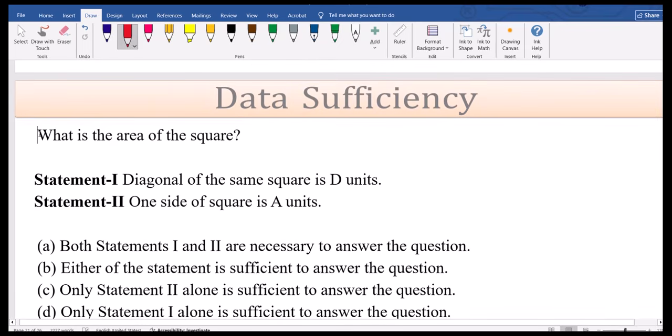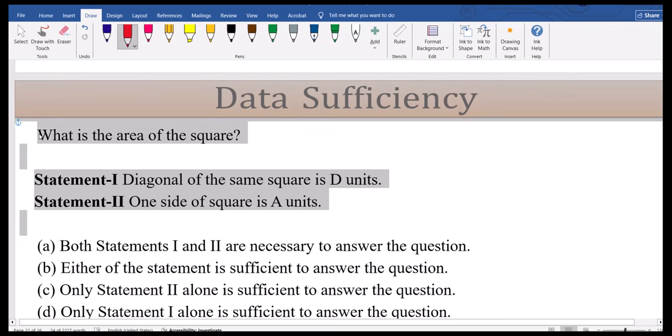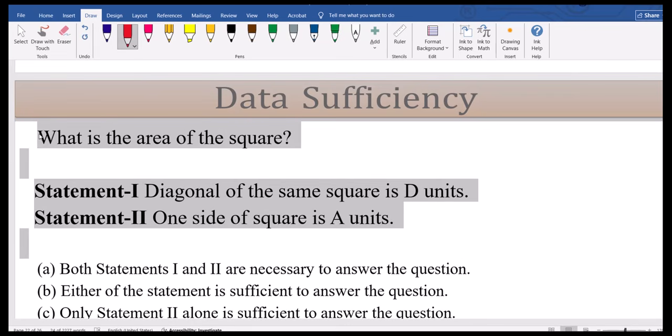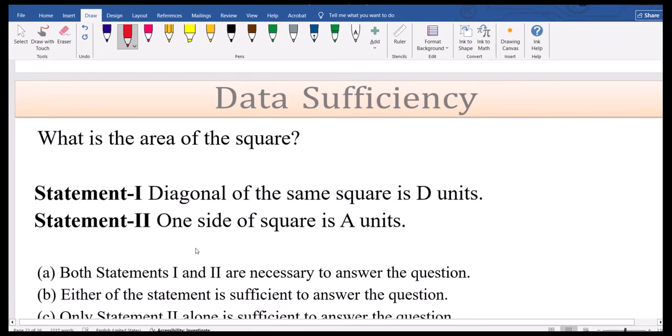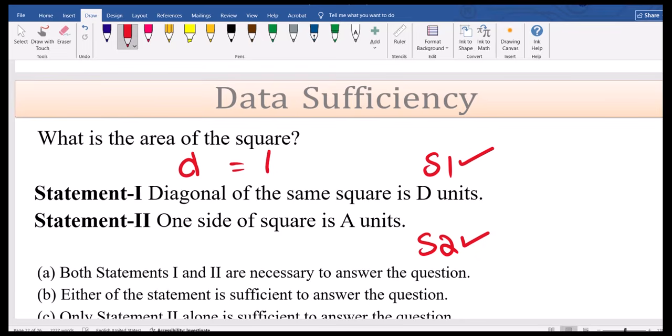Now see this next one. What is the area of this square? Statement 2 alone? Yes. Statement 1 alone? Yes. When you know the diagonal, if suppose the diagonal is D, area is nothing but D square by 2. Area of square is D square by 2 if diagonal is D.